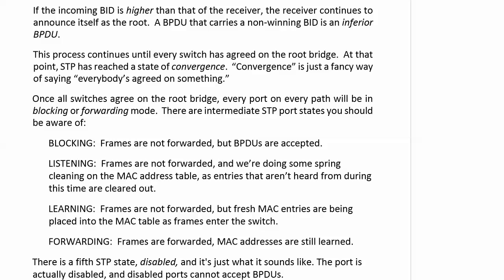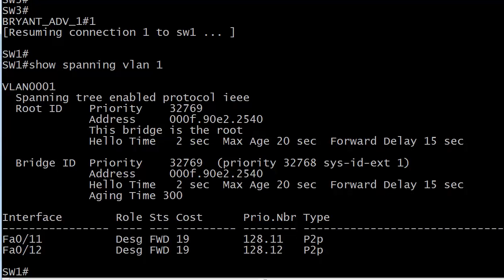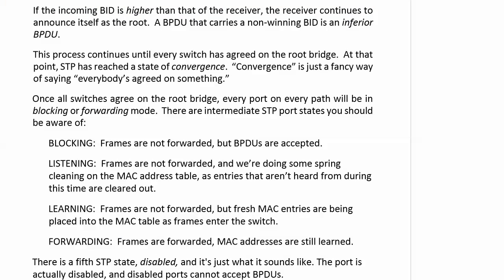Now, once all switches agree on who the root is, every port on every path is going to be in one of two modes, blocking, BLK, or forwarding, FWD. Here we have convergence with this router, and you can see that under status here, right next to that cost, is FWD for forwarding. We're coming up on labs where we go over all of this, but I like to show it live as we go along as well. So we're expecting to see FWD or BLK there. If we see LIS or LRN, then STP has not converged yet. And what the heck do I mean by LIS and LRN?